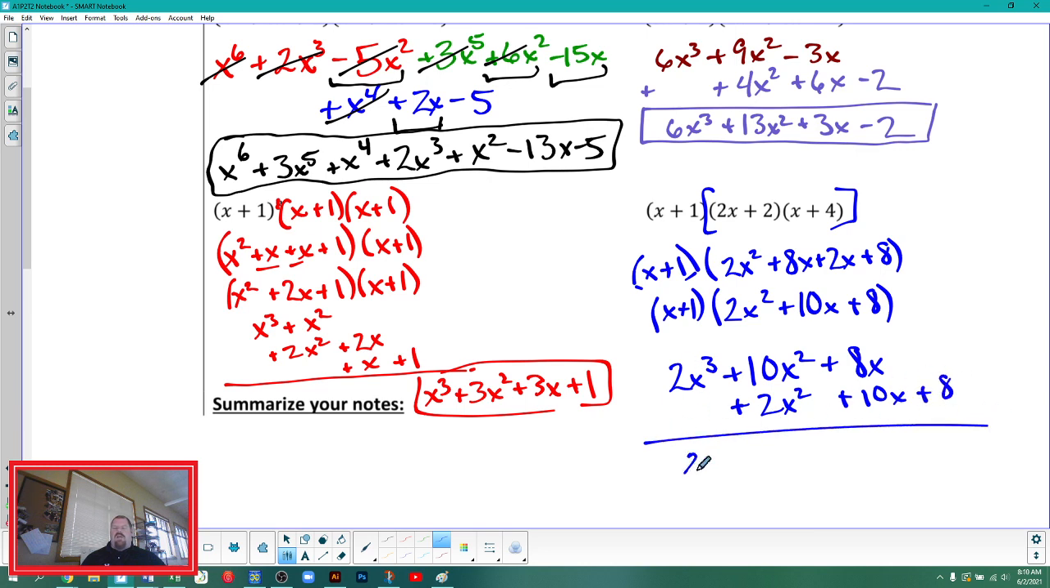Now we can combine our like terms. 10 plus 2 is 12. 8 plus 10 is 18. And we have a plus 8.